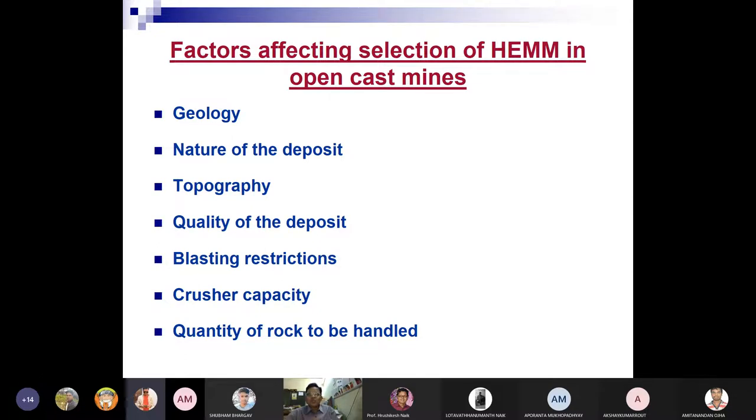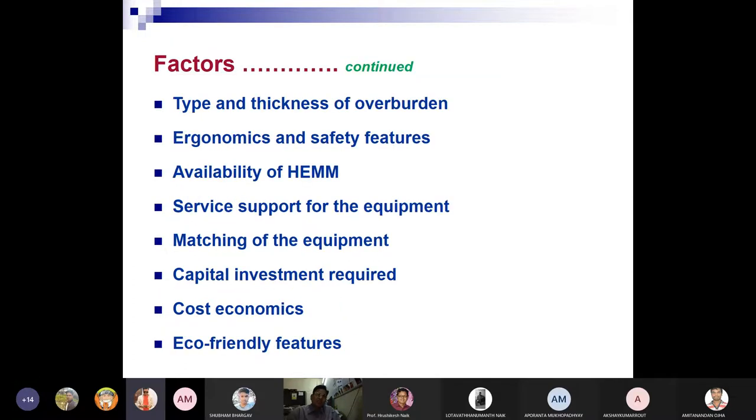So depending on these factors, you have to select the heavy earth-moving machineries. The factors are geological factors, nature of the coal deposit or mineral deposit, topography of the area where the mine is situated, quality of the deposit, whether it is a low grade or high grade deposit, blasting restrictions, crusher capacity, quantity of rock to be handled annually. These are the factors you have to take into account while selecting the heavy earth moving equipment.